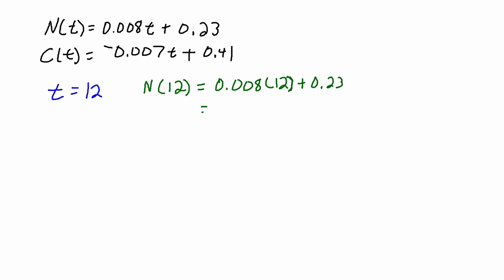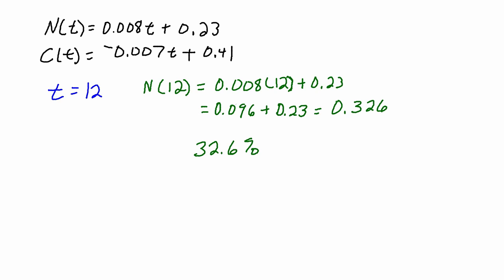0.008 times 12 is 0.096. Add to that 0.23, and my final answer is 0.326. Changing that to a percentage, they are equal when they both generate 32.6% of electricity.